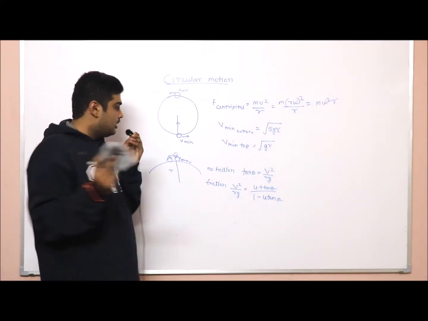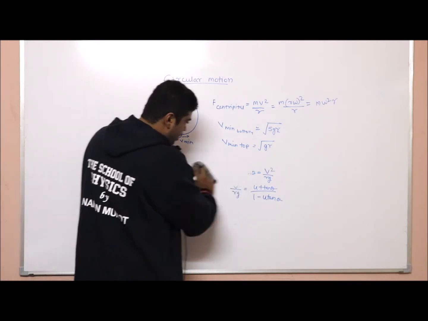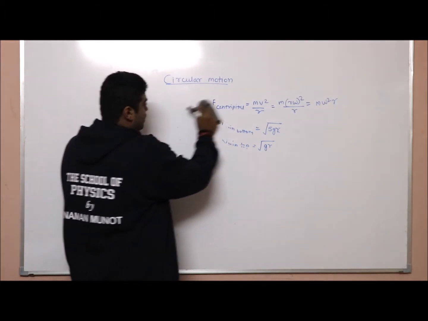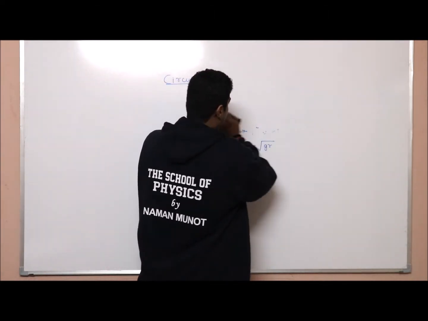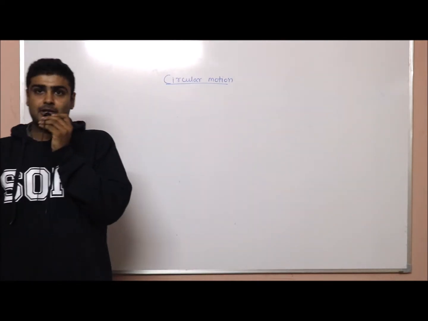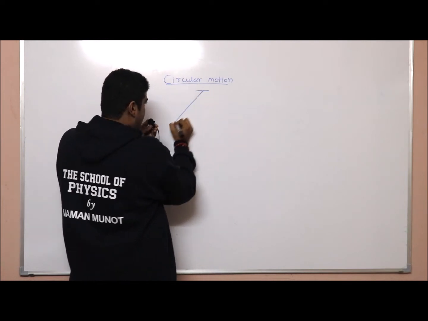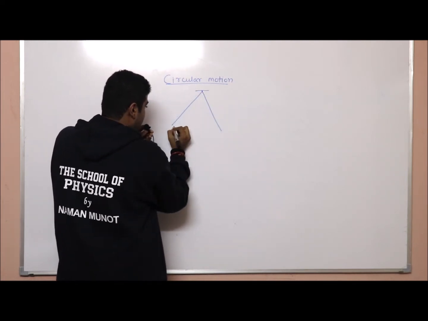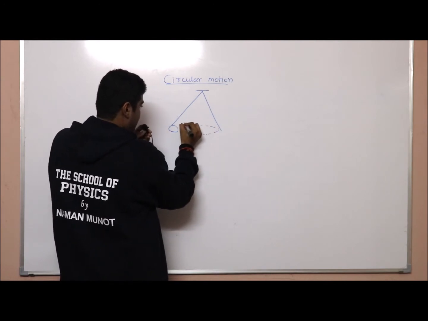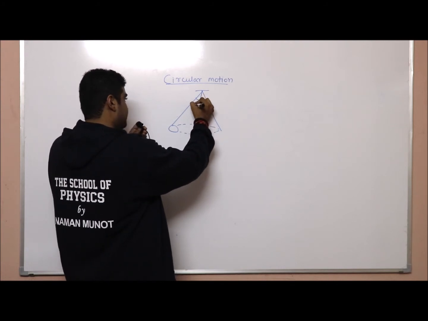Now I'll take you to the next thing. The next special case is called conical pendulum. This formula is very important. Direct questions come. So let's begin. What happens in a conical pendulum? Suppose you have tied this string from here, and we are rotating this bob from here to here, and this angle is angle theta.